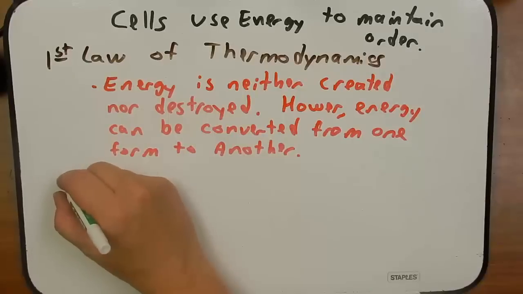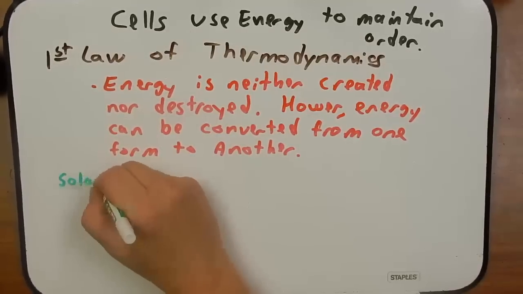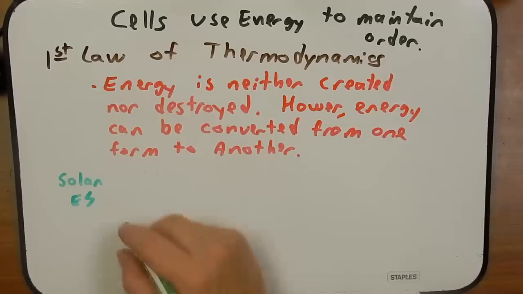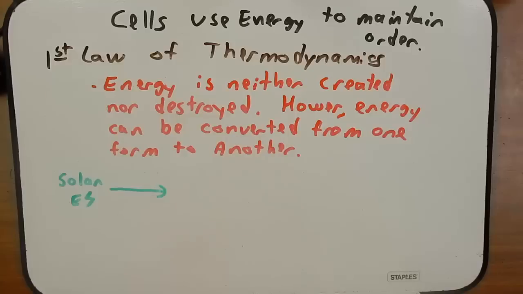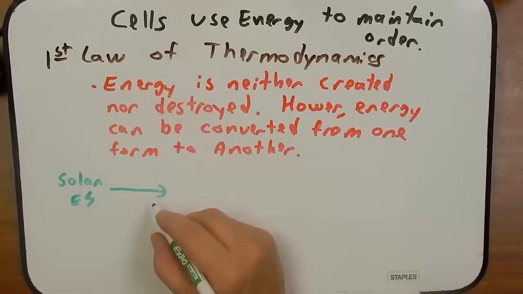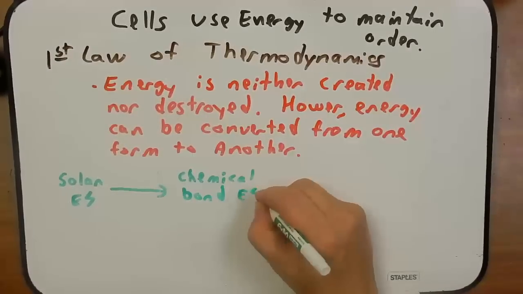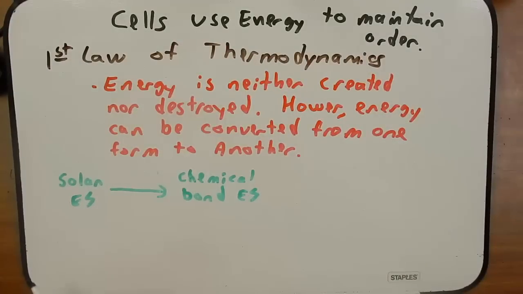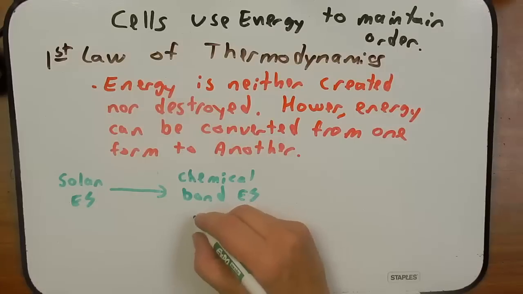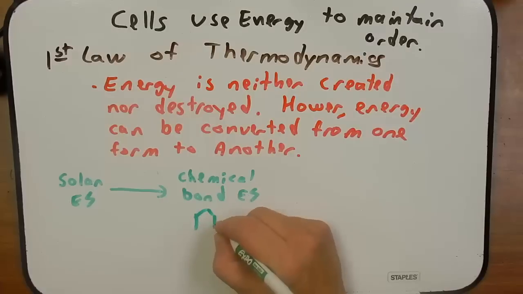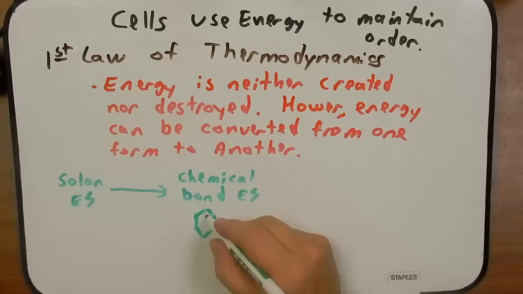So let's think of an example here. You can have solar energy coming in from the sun. It can be converted, again, it's not being created or destroyed here, but it can be converted into chemical bond energy. We'll talk about photosynthesis in a little bit, but the energy from the sun can produce, say, a sugar molecule like glucose. And the bonds in this molecule here have a lot of chemical energy associated with them. So this is a pretty good example of how the first law of thermodynamics is fulfilled.